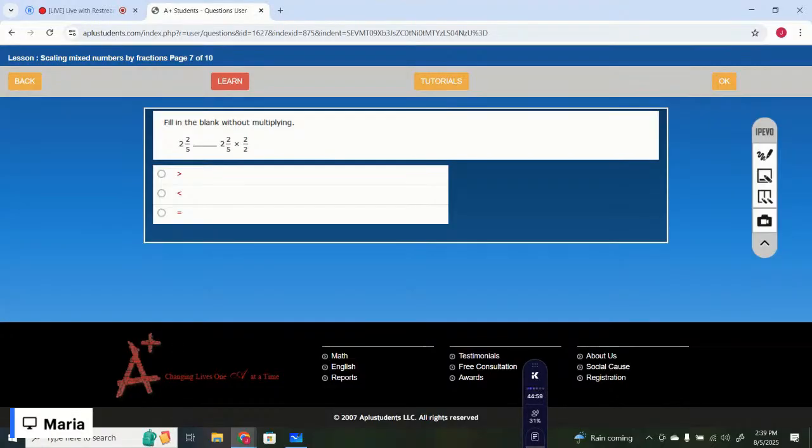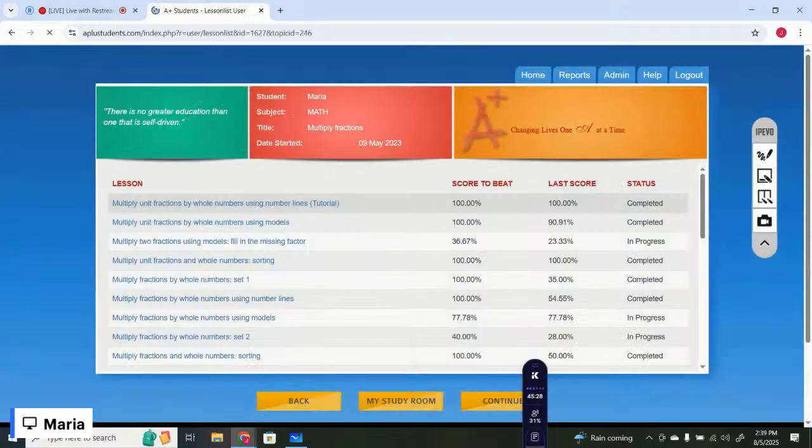2 whole 2 by 5 times 2 by 2. So 2 by 2 is 1. They are exactly equal. Option number 2 is the correct option. Okay, you can complete the lesson by yourself later today.